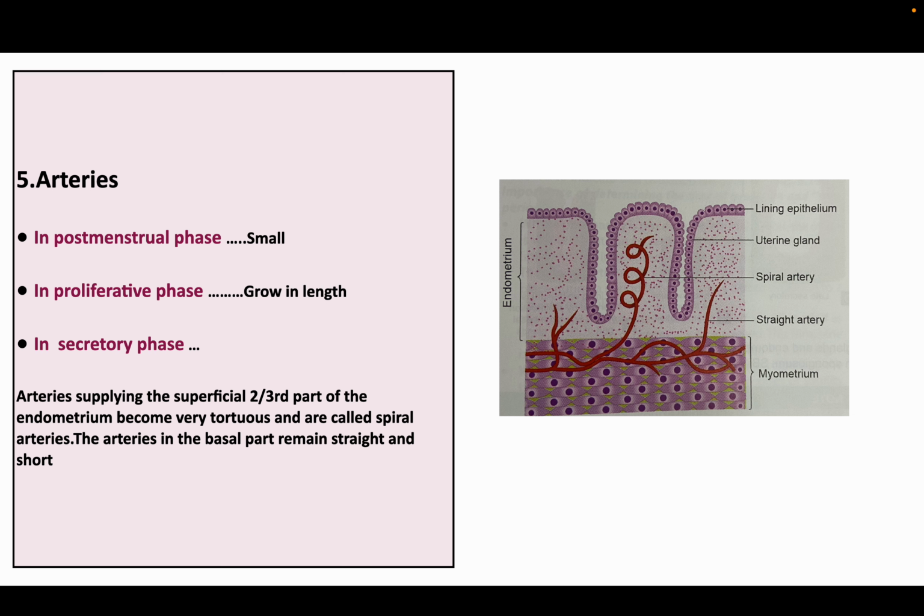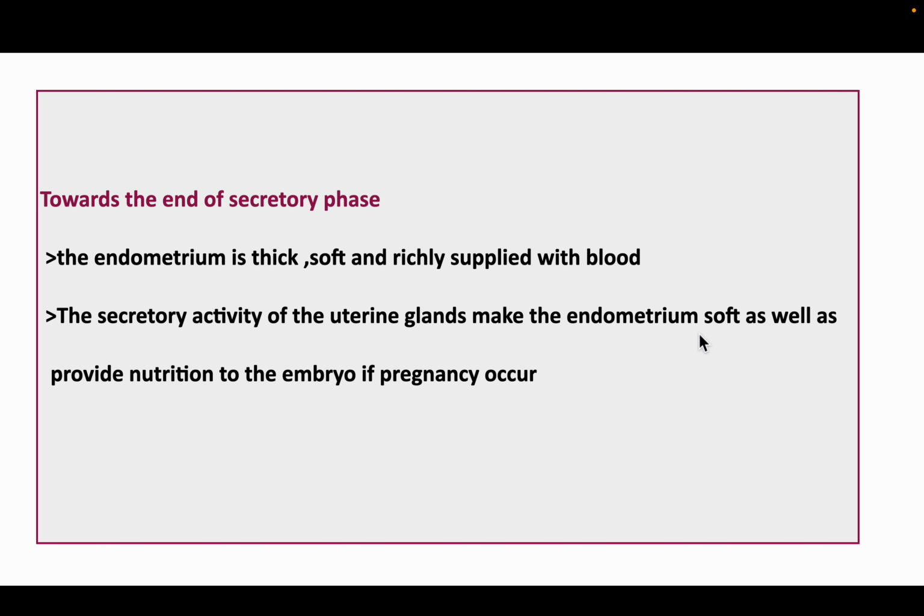Now coming to the arteries. In the postmenstrual phase they are small. In the proliferative phase they grow in length. In the secretory phase, arteries supplying the superficial two-thirds of the endometrium become very tortuous and are called spiral arteries. The arteries in the basal portion remain straight and short. Towards the end of the secretory phase, the endometrium is thick, soft, and richly supplied with blood. The secretory activity of the uterine glands makes the endometrium soft, and it provides nutrition to the embryo if pregnancy occurs.